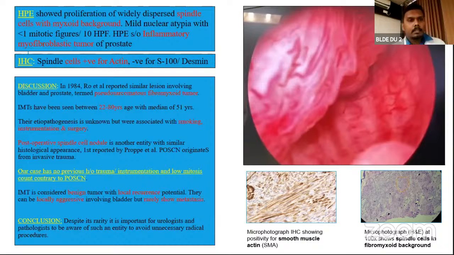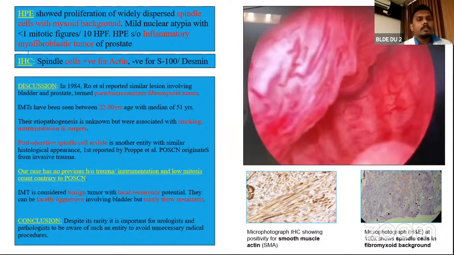And coming to the discussion, a similar tumor was first reported in 1984 by Rowe et al. And he termed it as pseudosarcomatous fibromyxoid tumor. And the usual age of presentation is around 22 to 80 with a median age of 50 in the literature. The etiopathogenesis, though unknown, is suspected to be due to smoking, past instrumentation of the urinary tract or surgery.